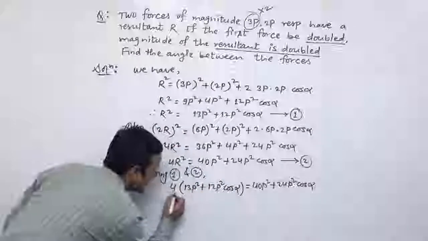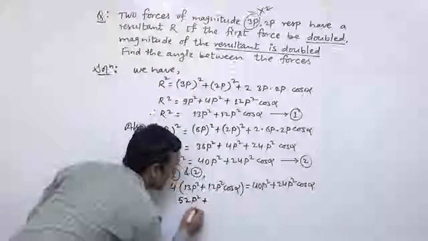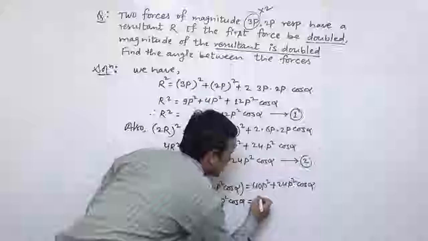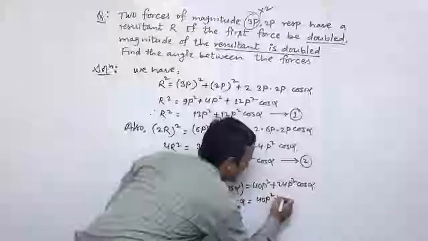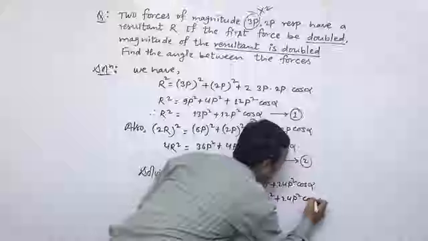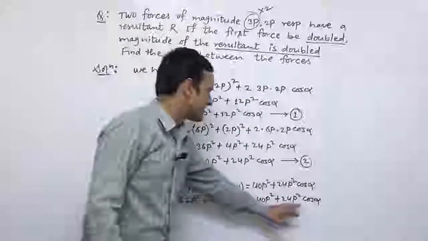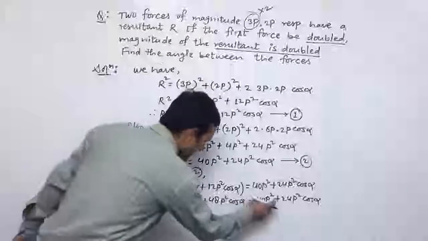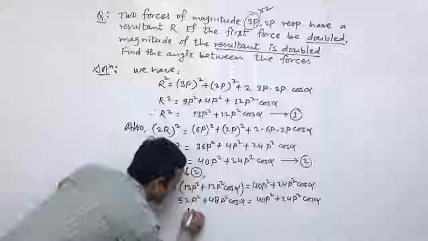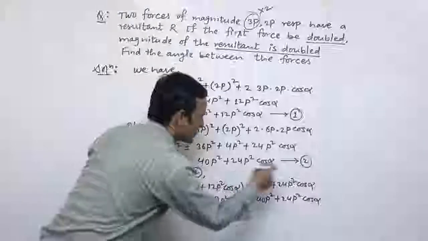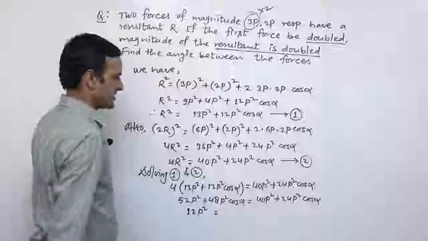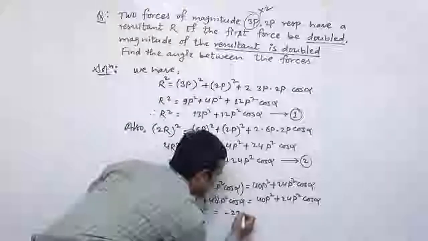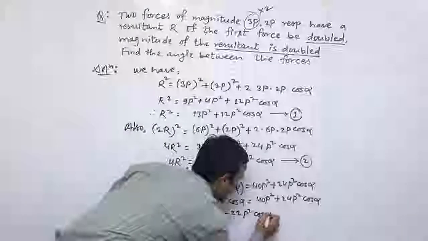Now multiplying this one: 13 4s are 52, 52p square; 4 12s are 48, 48p square cos alpha. And this is 40p square plus 24p square cos alpha. So cos alpha on one side, p square on one side. Moving 40 over and subtracting, we get 12p square. Moving 48 to the other side, we get 24 minus 48, so 8 minus 4 is 4, 4 minus 2 is 2, minus 22p square cos alpha.